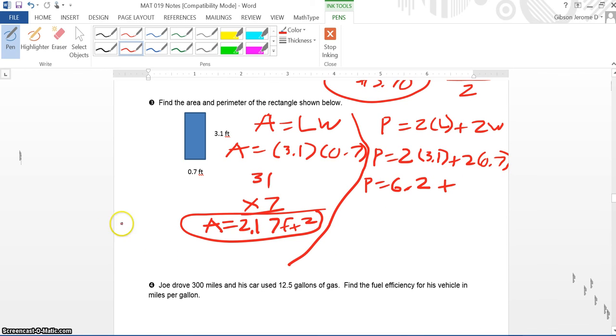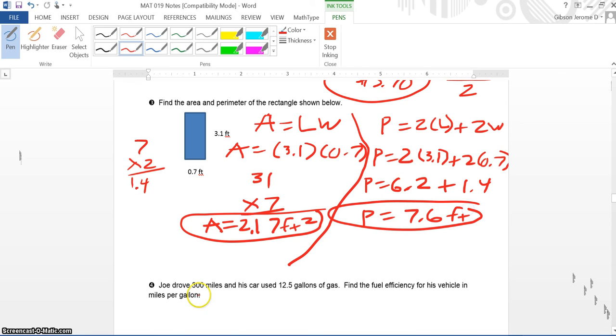Now, I could go off to the side here and drop the decimal. And that will give us 7 times 2, which is 14. And we have 1 digit behind the decimal, so that would be 1.4. So now we will add these together. That will give us 7.6 feet. And that is the perimeter. And that is it.